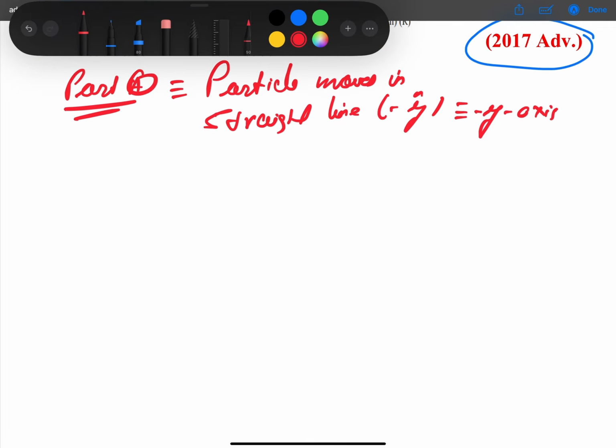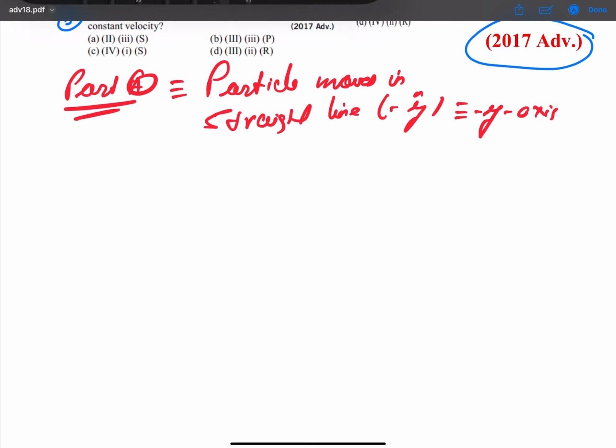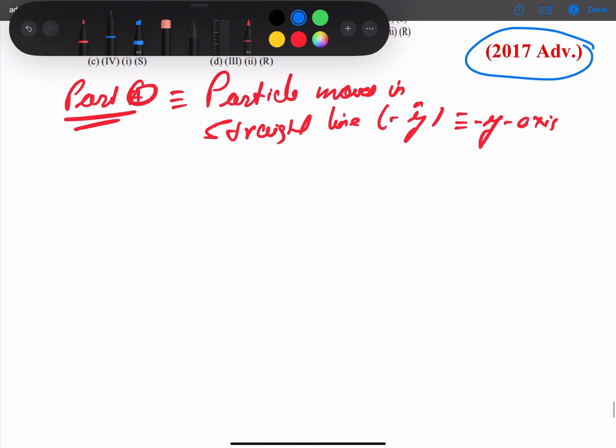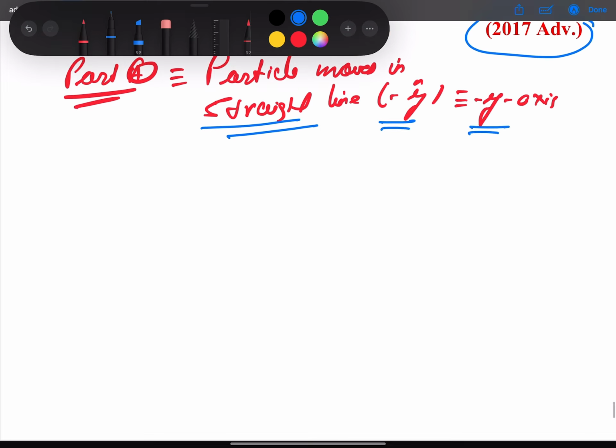So we know that when a particle, electron or proton, moves in electric field or magnetic field, there will be two forces acting on it. One will be because of the electric field, that is QE, and another one will be because of the magnetic field, that is QV cross B. So we are going to take the options one by one and try to find out which one matches the given condition, that is, the line should be a straight line along minus y axis. Okay. So let us start with option A.